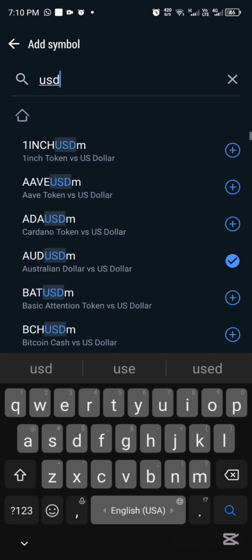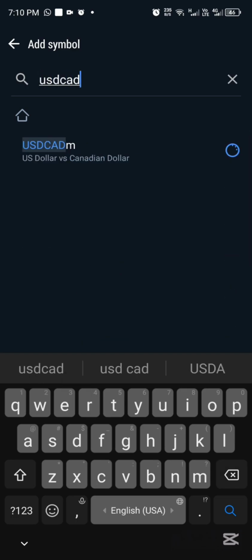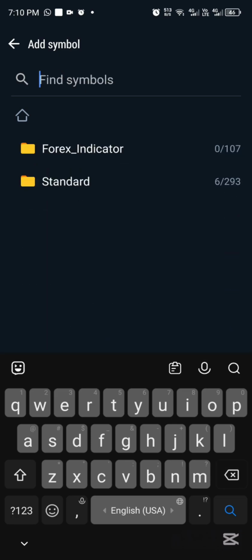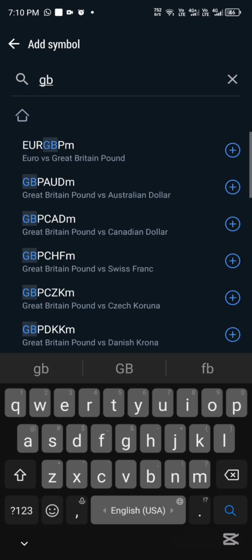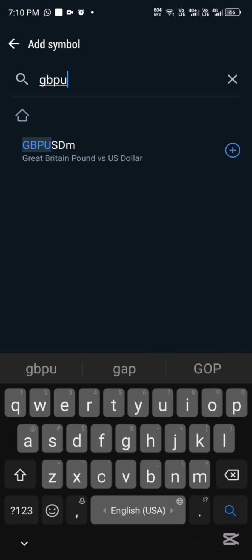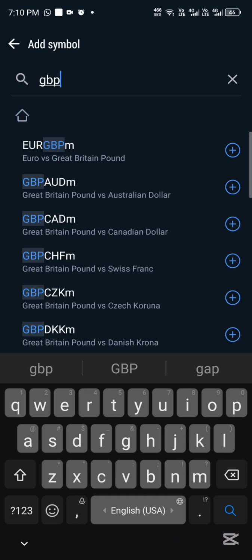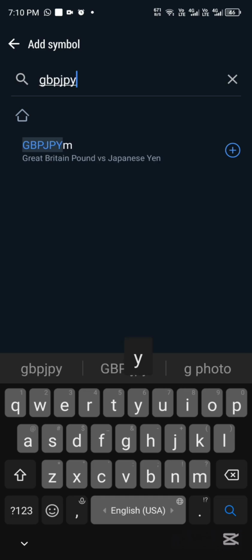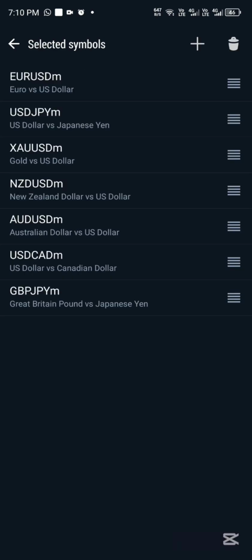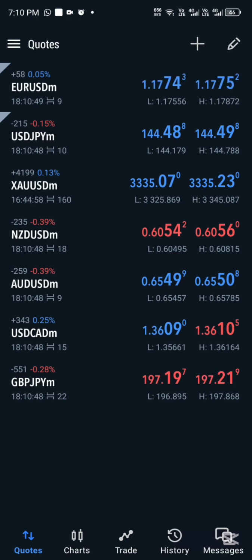USD/CAD. Which other pair is popular? GJ, yeah, GBP/USD. Oh no, we already have EUR/USD. Let's use GBP/JPY. Yes, GJ. I think these are enough. So now literally we have a list of pairs here, and now we can go and check the spreads.